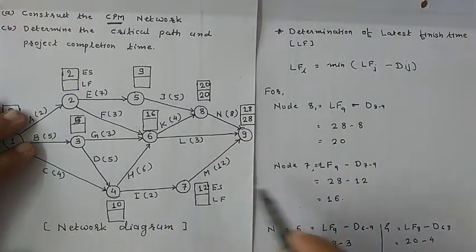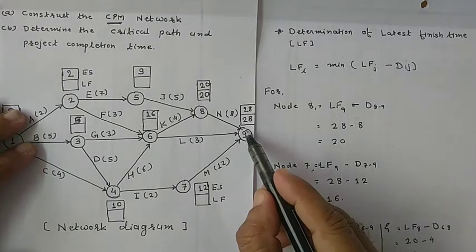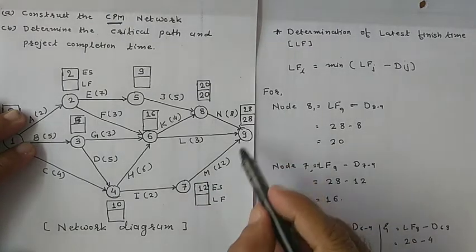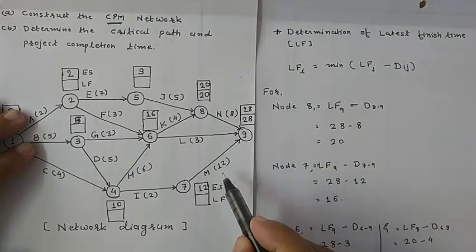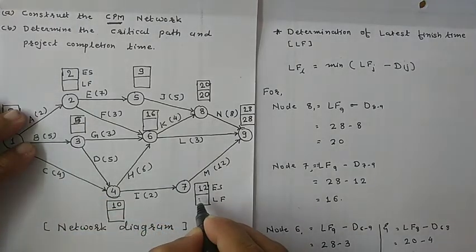For event 7, the latest finish time of the head event, this is the head event and this is the tail event, minus the duration. So 28 minus 12, that is 16. So write down 16 over here.